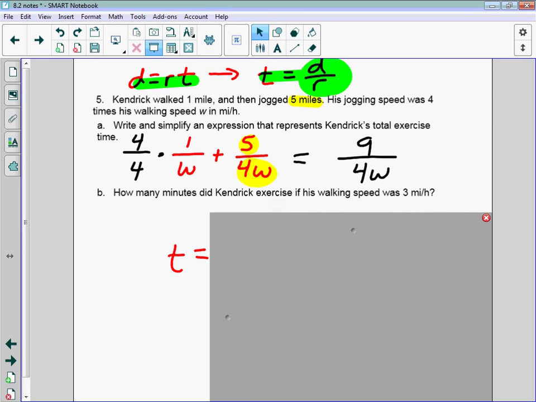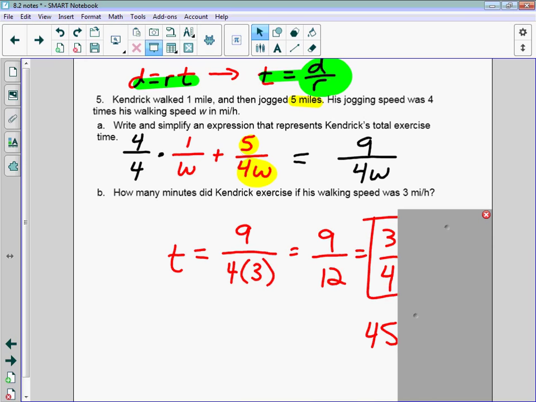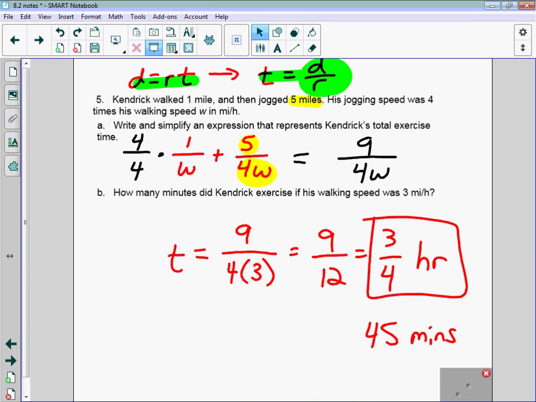How many minutes did he exercise if his walking speed was 3 miles per hour? All we have to do is plug in 3 for W. So we take that expression that we had from part A, plug in 3, that gives us 9 over 12, which reduces to 3 over 4. 3/4 of an hour is 45 minutes.